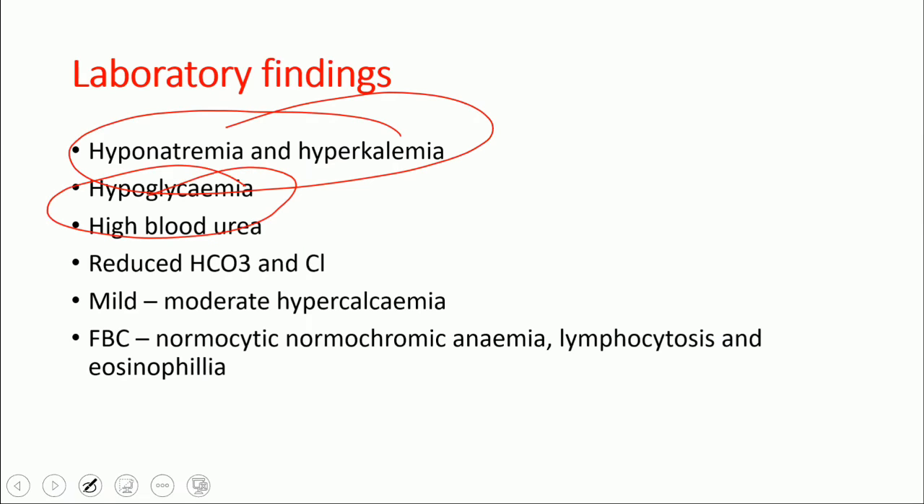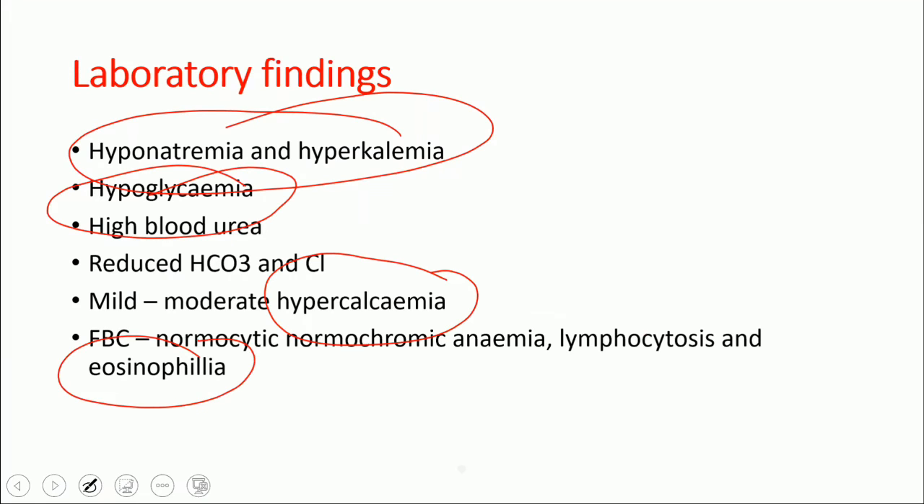There are certain other slightly unusual things also which are associated, like a slight hypercalcemia, and also an eosinophilia. These are also associated, and occasionally we ask these in MCQ. Don't ask me why, but these are associations with Addison's disease. So these are the common things that you see.